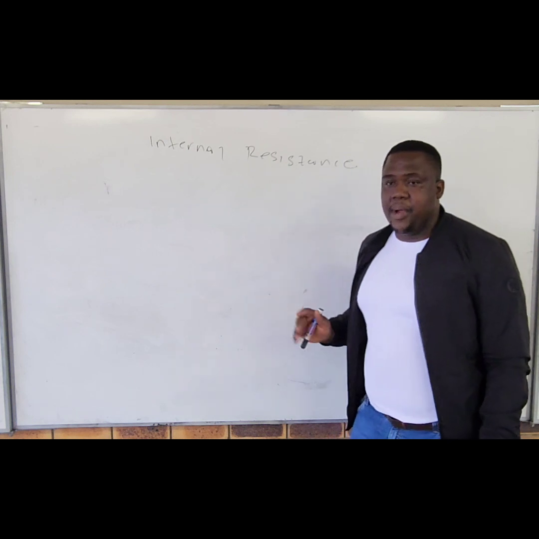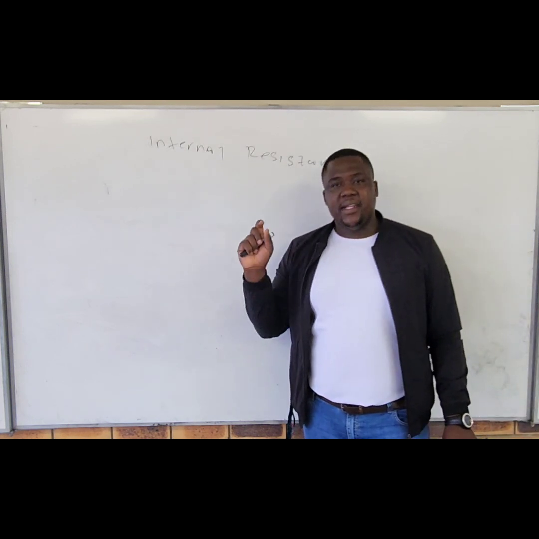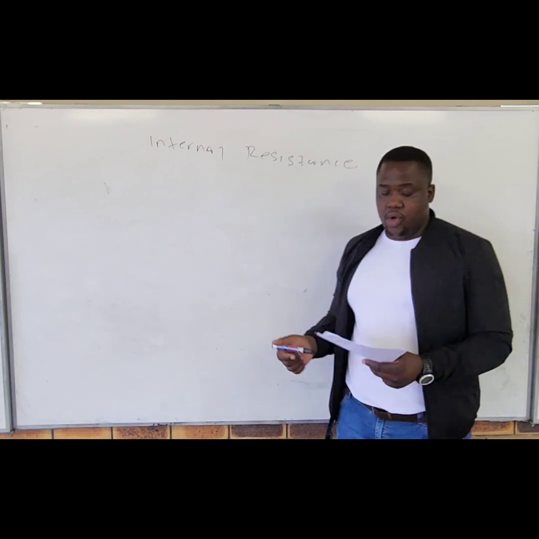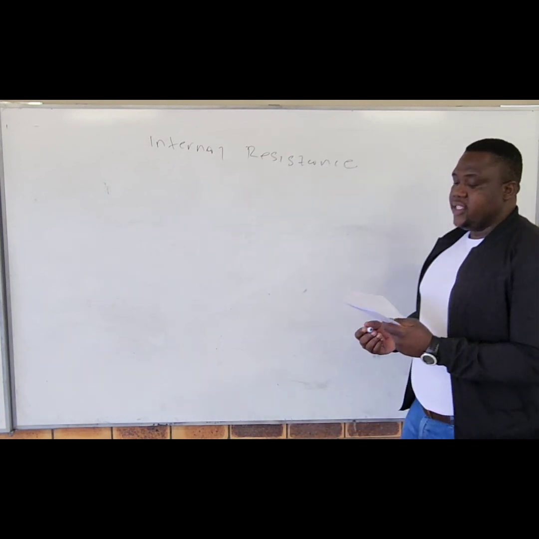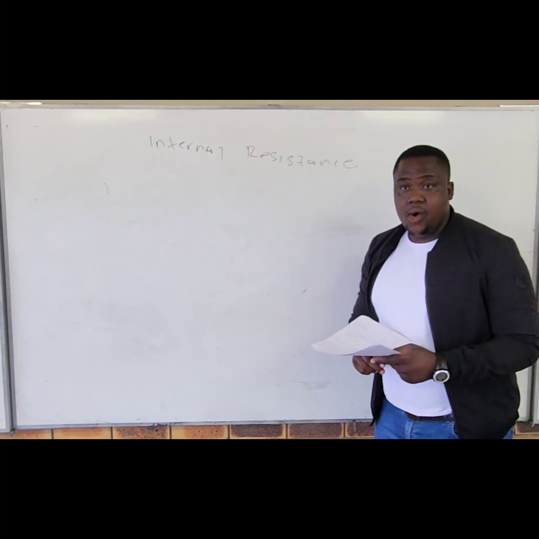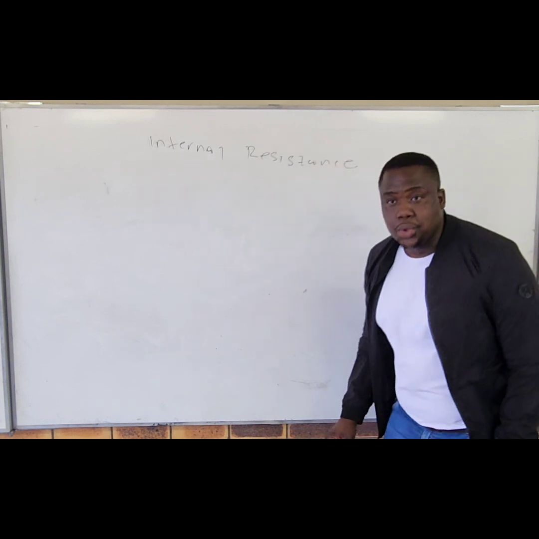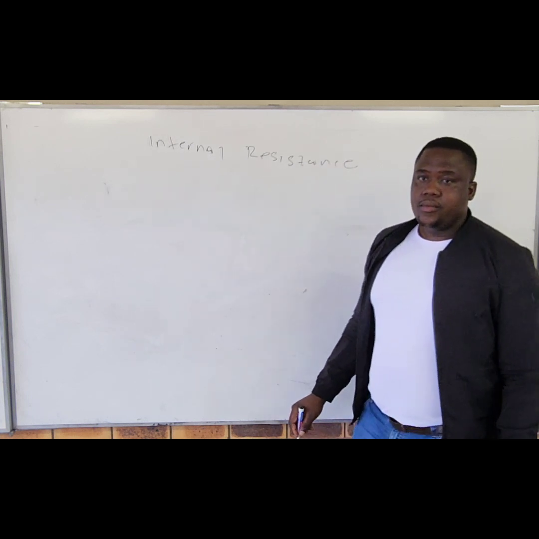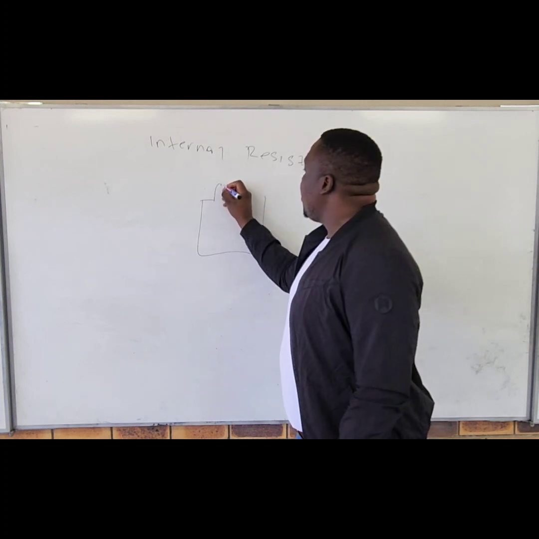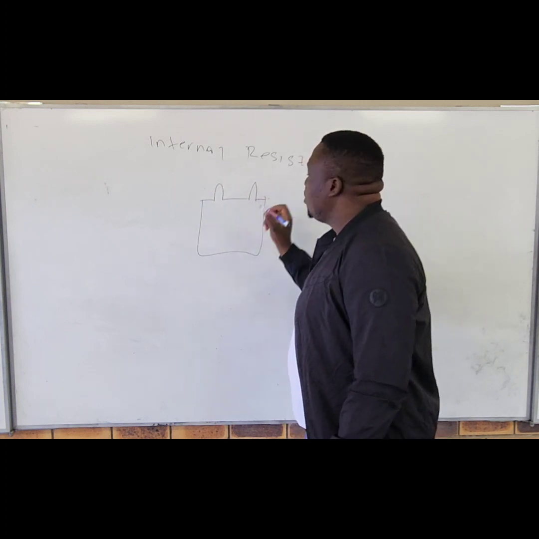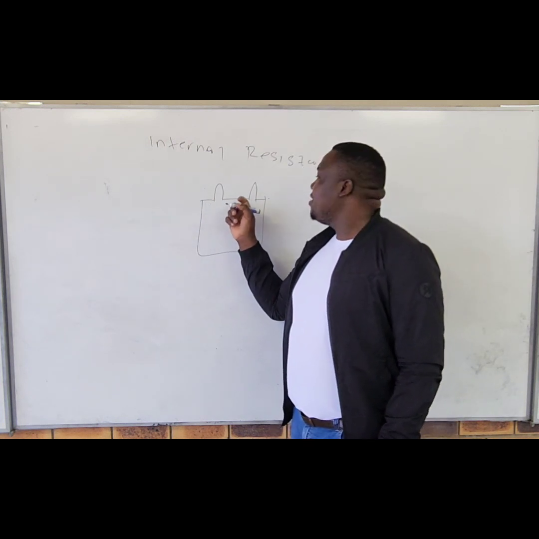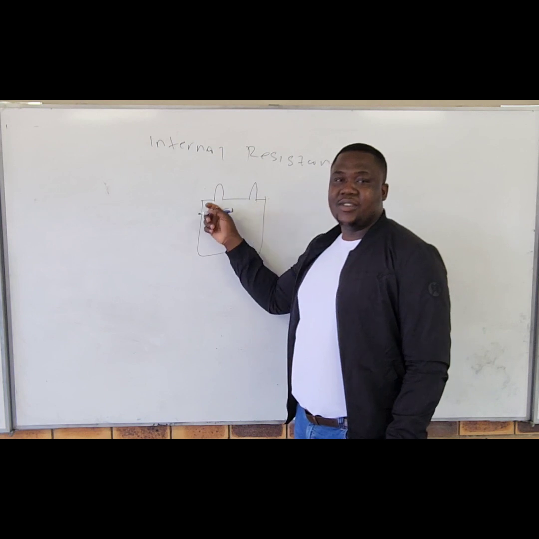Each and every battery, naturally by itself, has its own resistance, and that resistance is called the internal resistance. They say the terminal of a battery has internal resistance. So what does internal resistance do to a battery? Let's say we have a car battery. A car battery has two terminals, one which is positive and the other negative.